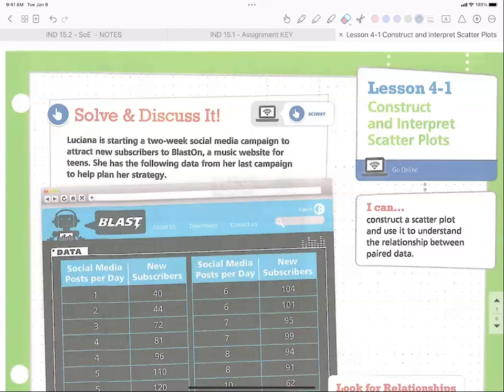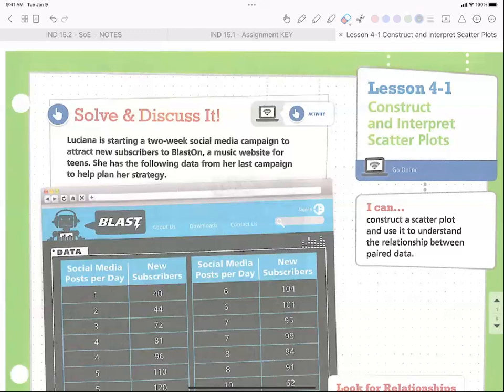Okay, so like I said, we're going to use these words interchangeably. I might say trend, association, correlation, or relationship, but I'm always asking you about the pattern that you see in a graph. And we've already talked about what patterns we see in Luciana's graph up there, or table up there.